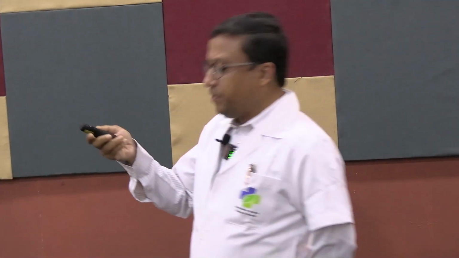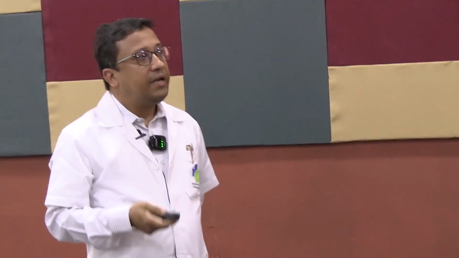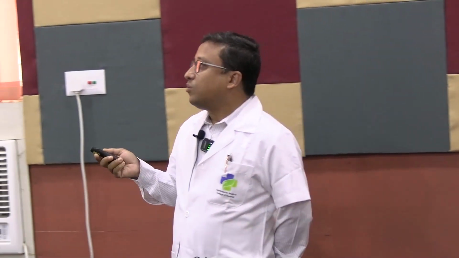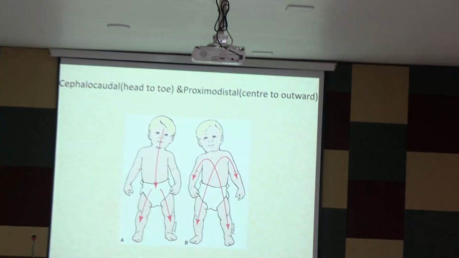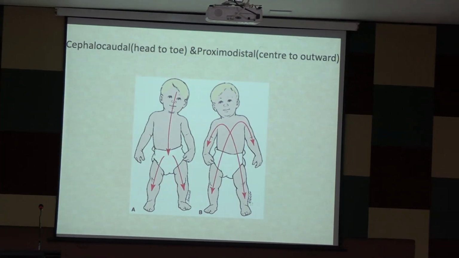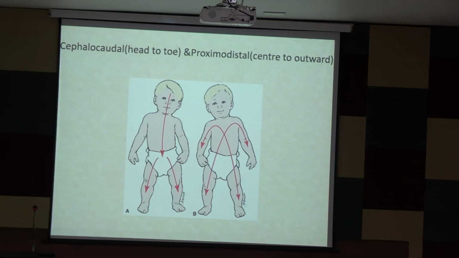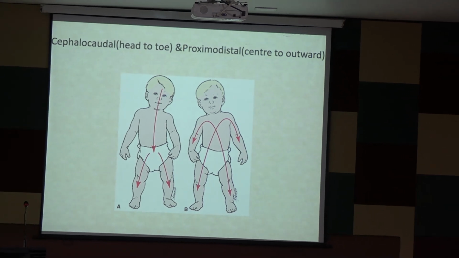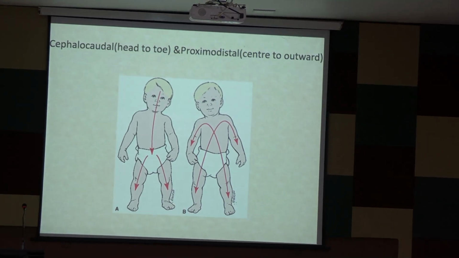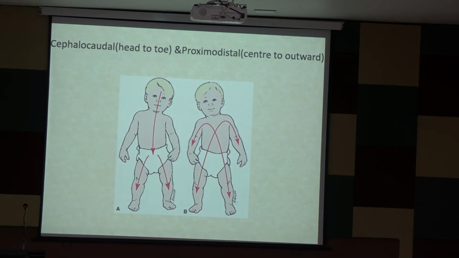And if we compare between arms and legs, which one will grow fast? It's the arm. And proximodistal means center to outwards. So if we compare the hands and the fingers, the child learns to use his hands before the fingers. So it's from the center of our body to the outwards of the body. Head to toe and center to outwards. These two are the very unique features, cephalocaudal and proximodistal.